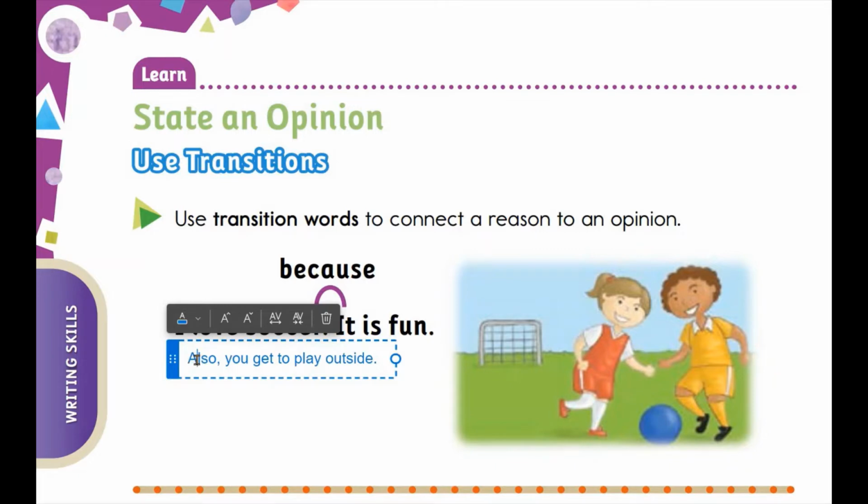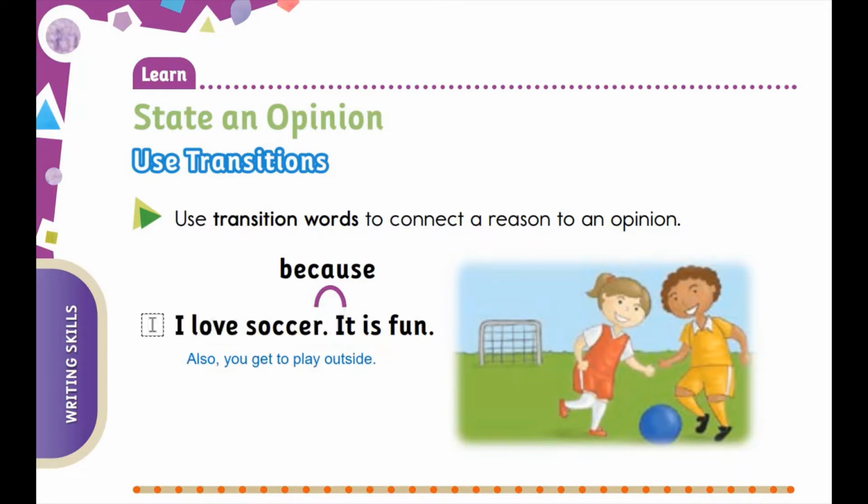Now why is also, the A in also, capitalized? Well, because the previous sentence was a complete sentence, so it ended with a period. Adding the transition word also won't connect you get to play outside with it is fun and turn it into one sentence like because did. Some transition words, like also, are added at the beginning of sentences to connect the following sentence with the previous sentence. So the sentence, you get to play outside, is connected as a supporting reason for I love soccer. Okay, I realized that sounded a bit confusing, so let me show you what I meant.